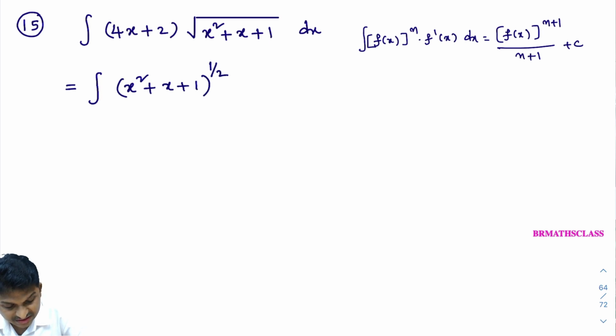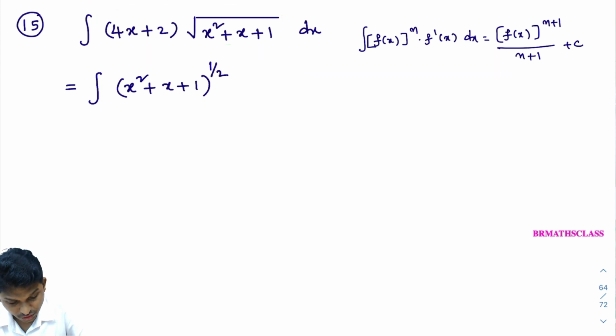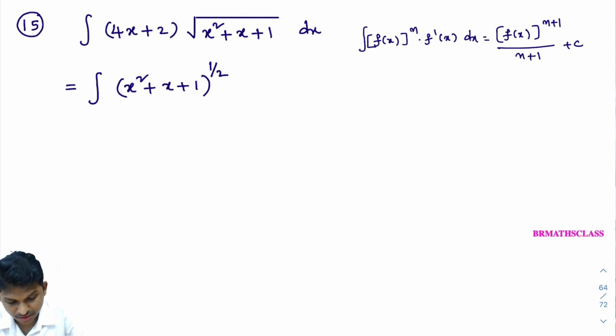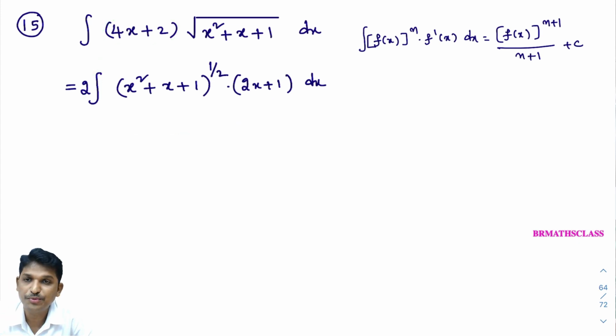Why am I doing like this? I am just trying to write this in the form of f of x whole power n into f dash of x dx. You observe this one. Here 4x plus 2 is there, na? I can take 2 common. If we take 2 common, 2 will come here, and what is remaining here? 2x plus 1 is remaining. I hope you understand. You just multiply these two things. 2 into 2x plus 1 is what? 2 into 2x plus 1 is 4x plus 2 only. In 4x plus 2, I took 2 common, and that 2 I wrote outside the integral. I hope you understand this.